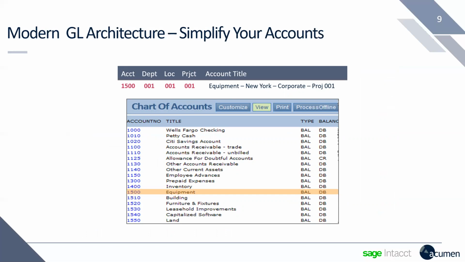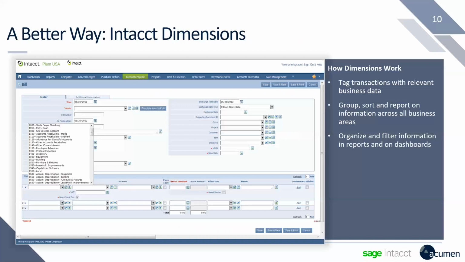Well, with Sage Intacct, we can truly get it down to just the natural account. And why is that? Because Intacct has a better way. They have something called dimensions. I like to think of dimensions as really a tag on my business data, and I can turn dimensions on for different types of transactions.